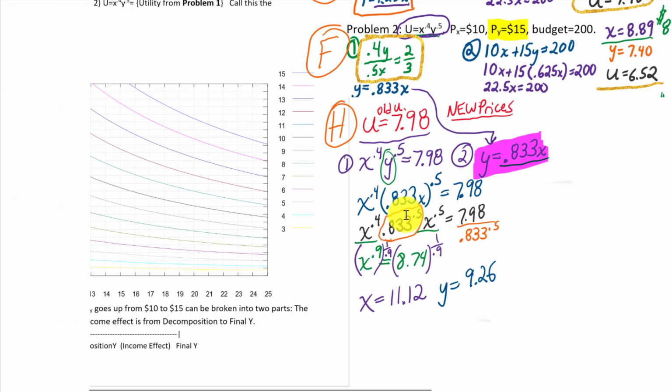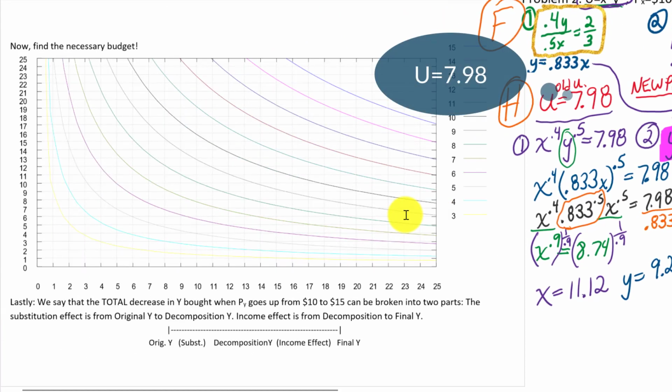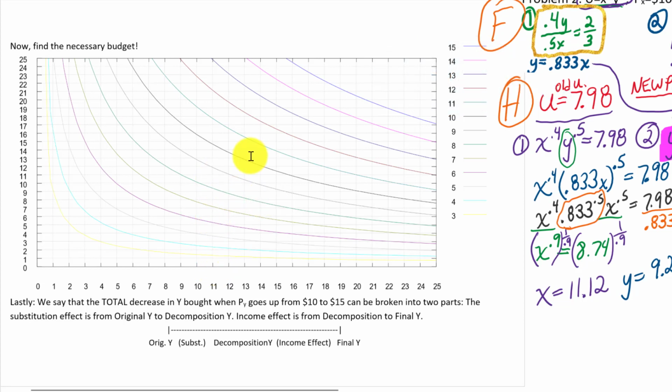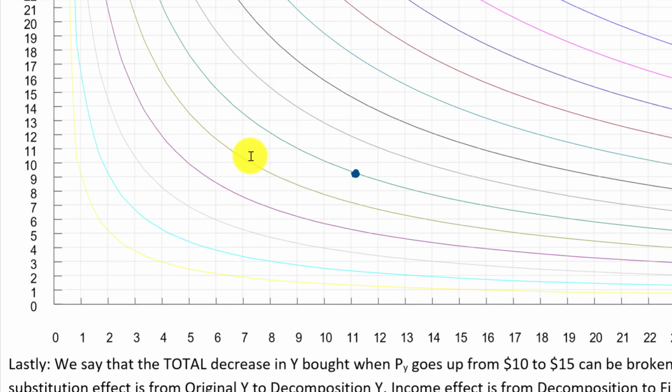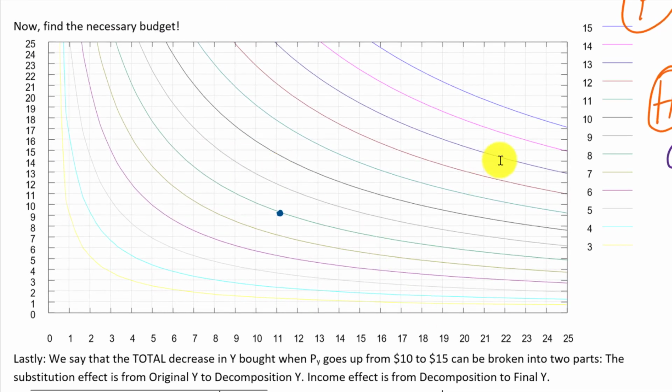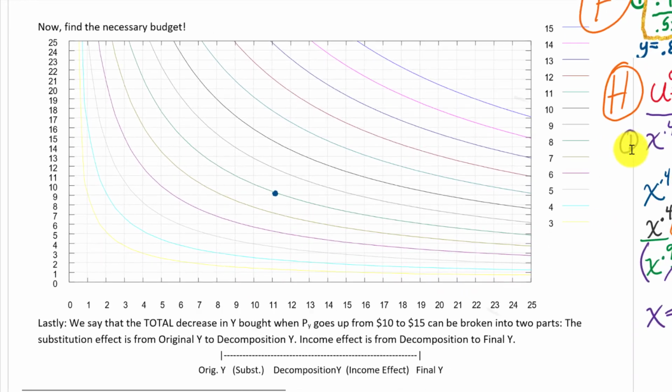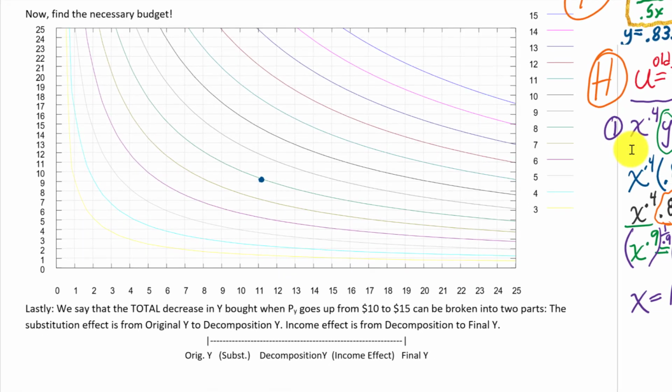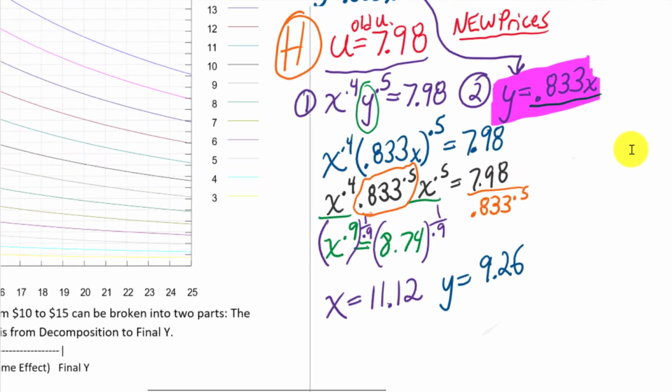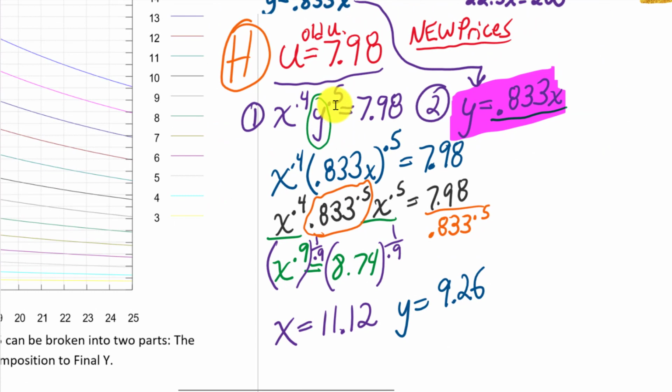Let's check that really quickly over here on our graph. If we had a little more than 11 x's and a little more than 9 y's, that should put us about here. Looks like we're on this green, or very close to being on this green indifference curve. And if we look at our little legend over here, that is the indifference curve for 8 utils, which is right where we want to be, 7.98, right? Close enough. So we know this checks out, and we could plug these numbers back into our utility function, x to the 0.4 times y to the 0.5, and verify that we get 7.98 or something very close. But the graph does that work for us. What we really want to do in this situation is figure out the budget, right?